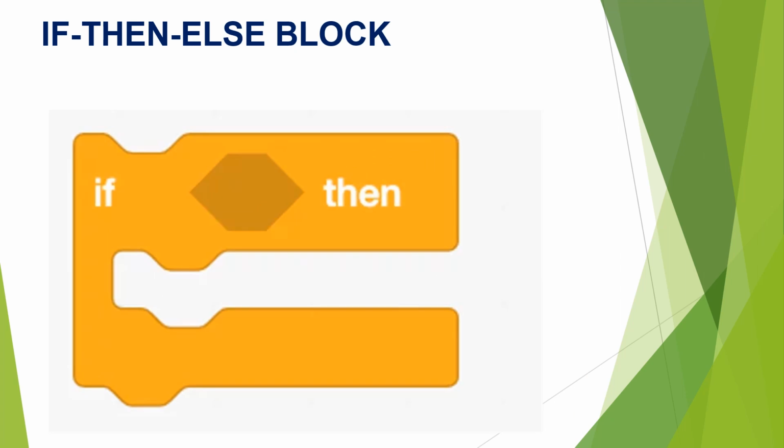Another one is the if-then-else block. This is also a control block which is used to check a condition. If the condition is true, the code inside the first C block will run. If the condition is false, the code inside the second C block will be activated.